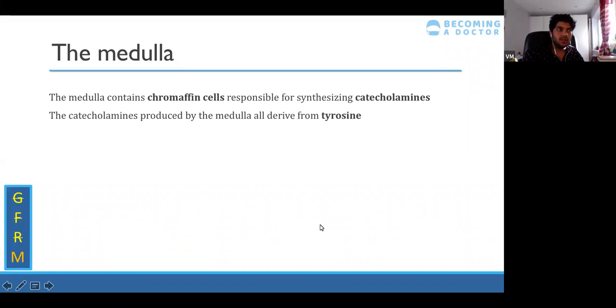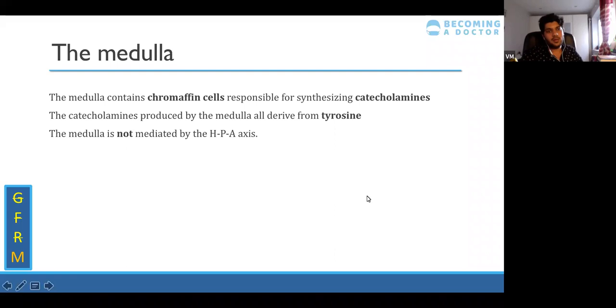And the catecholamines in question are adrenaline and noradrenaline. So if you're ever asked, tell me about the function of an adrenal gland, hopefully you should be able to go through G, F, and R using the salt, sugar, sex structure that I've given you. Then you might struggle a little bit with medulla. Just think, why is it called the adrenal gland? Because it produces adrenaline.